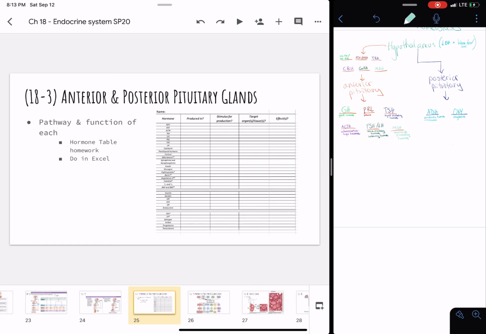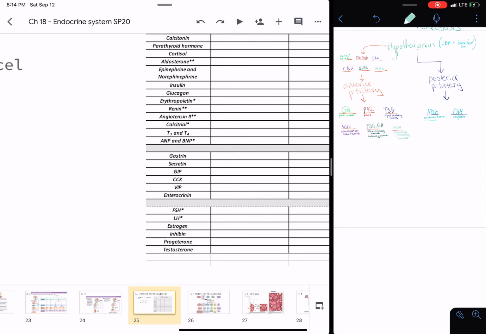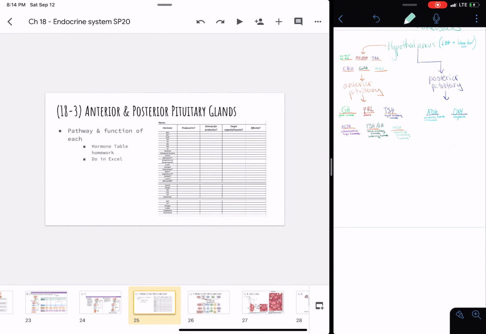Everything with a star is something that we introduce but then come back to later. So you might need to add on to it as the semester goes on. So that's what this asterisk means. Okay?